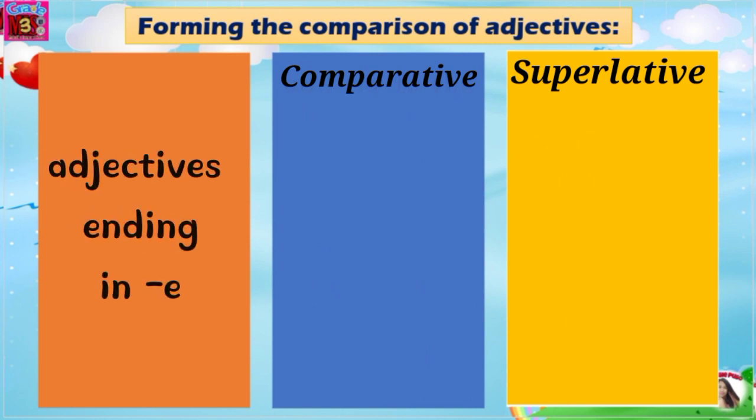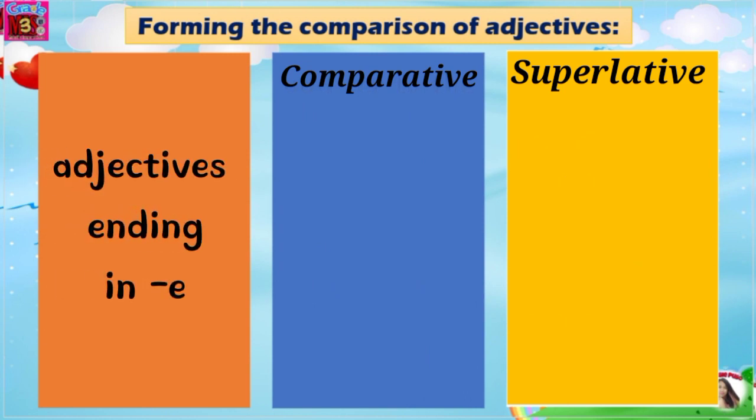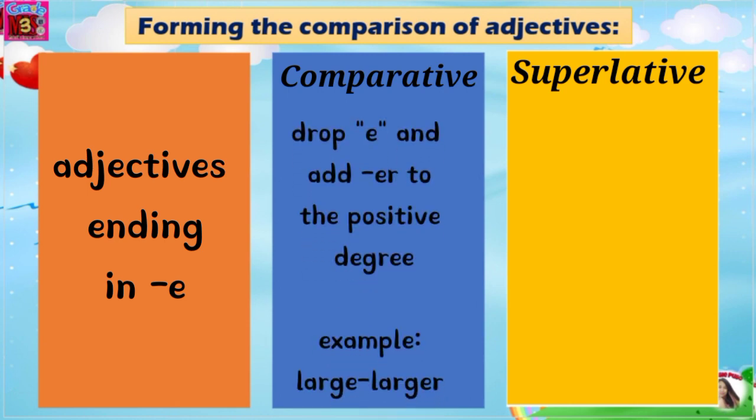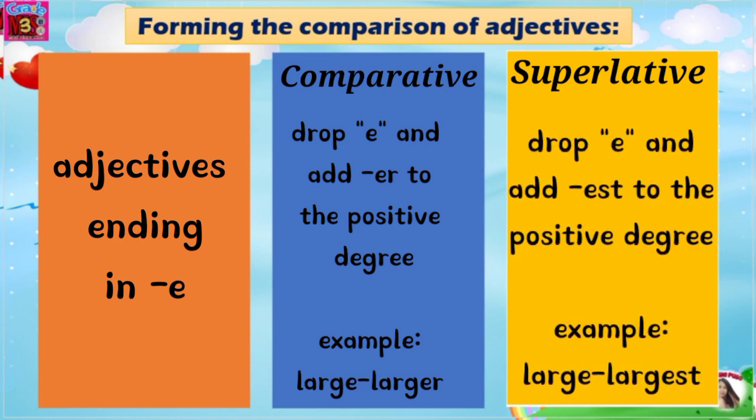The next rule is for adjectives ending in e. To make it in comparative degree, you have to drop e and add er to the positive degree. Example, large, it will become larger. Then for the superlative degree, drop e and add est to the positive degree. Example, large, it will become largest.